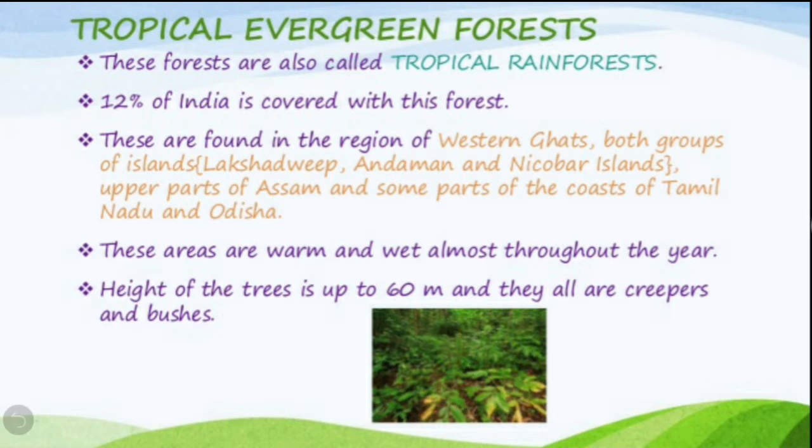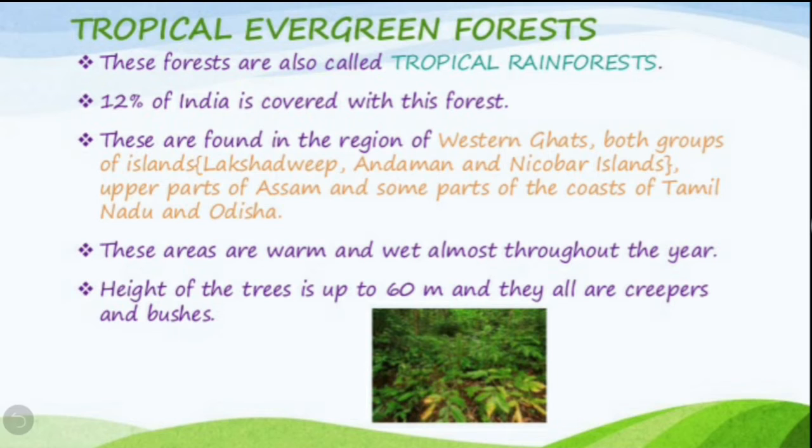Now, the first type of forest is tropical evergreen forests. These forests are also called tropical rainforests. 12% of India is covered with these forests, and these are found in Western Ghats, both groups of islands, that is Lakshadweep, Andaman and Nicobar Islands, upper parts of Assam and some parts of the coast of Tamil Nadu and Odisha. These areas, they are warm and wet almost throughout the year.